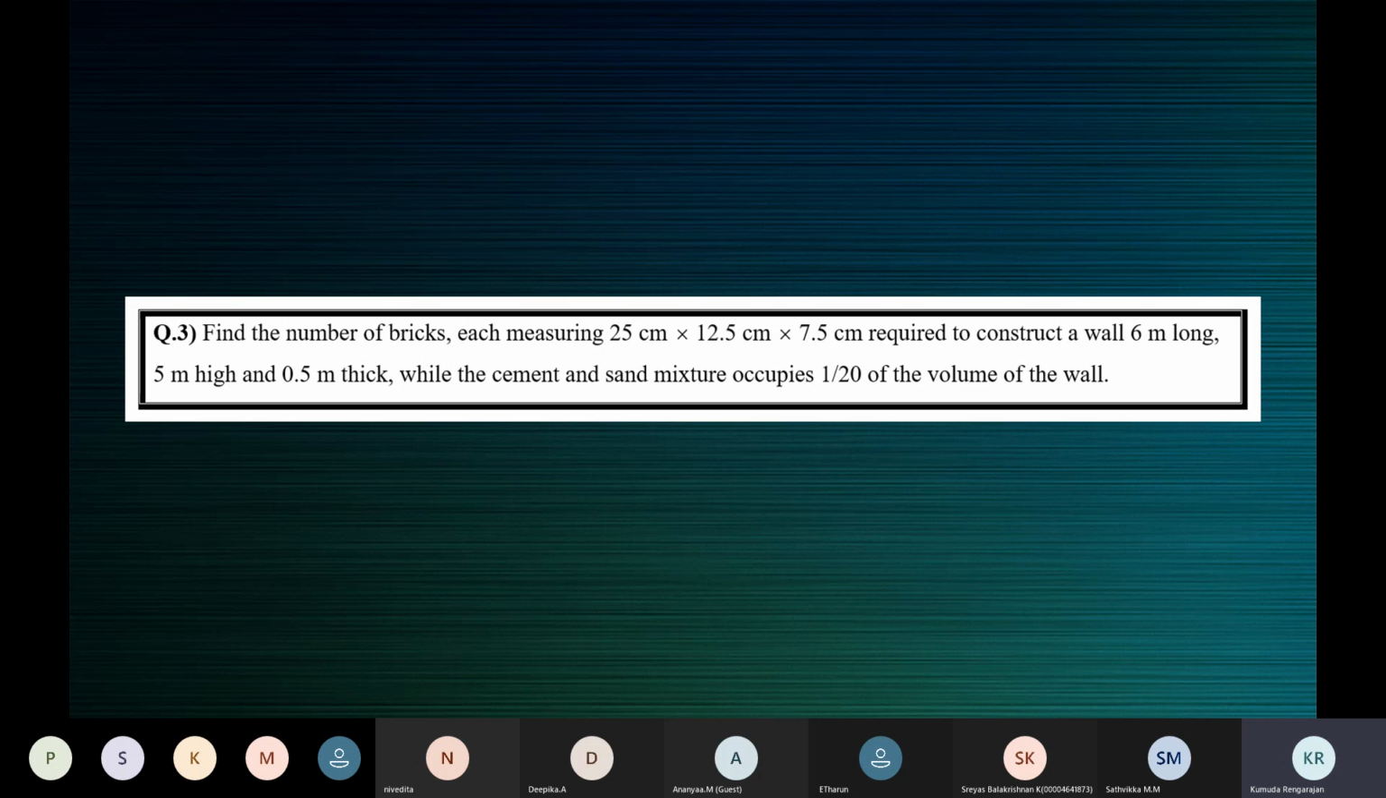Find the number of bricks, each measuring 25 centimeters by 12.5 centimeters by 7.5 centimeters. These are the dimensions of the brick. How many bricks are required to construct a wall? Dimensions of the wall: 6 meters by 5 meters by 0.5 meters. It's given that the cement and sand mixture occupies 1/20th of the volume of the wall.